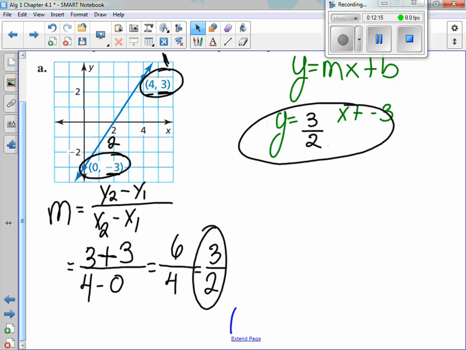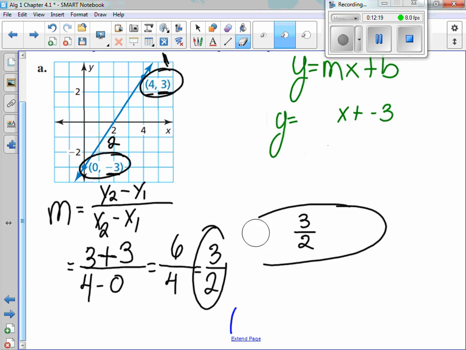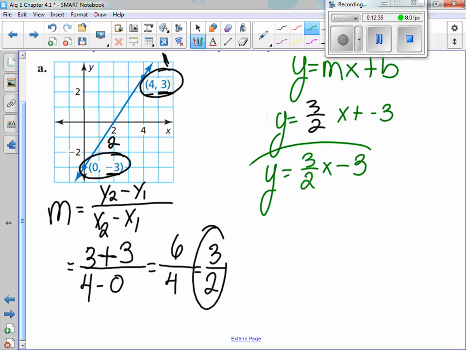Right here. Okay. So we plug it in. Now, if we want to, we can simplify it a little bit because we don't like the plus and negative. So really, we'd say 3/2 x minus 3 would be the equation of this line.